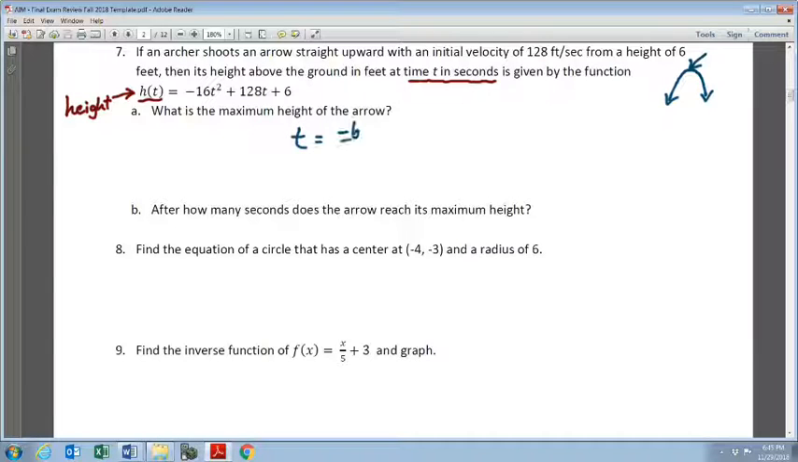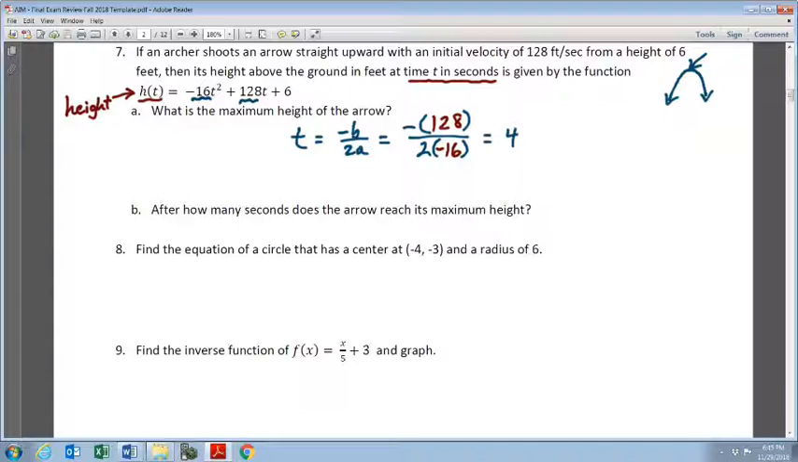So we use the vertex formula, and normally it's x equals negative b over 2a, but notice our input here is t, and t stands for time. And so let's go ahead and plug in our numbers. You can see that b here is 128. So we have negative b, or negative 128, over 2 times a, which is negative 16. So this will be negative 128 over negative 32, and you should get 4 there.